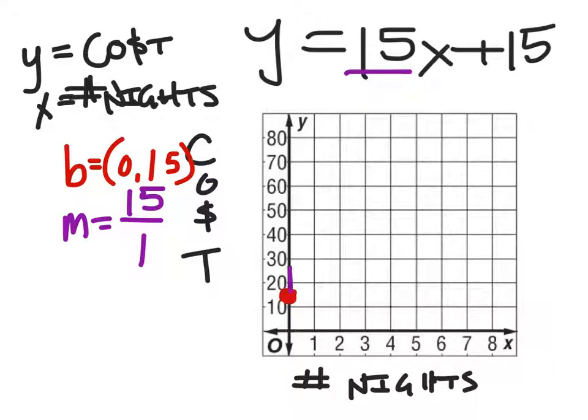So from this point, I'm going to go up 15. That takes us up to 30, and then to the right one. That's our next point. Up 15 to the right one. That's the next point, 45 rather. Then up 15 to 60 to the right one. That's the next point. Up 15 to the right one. Up 15 to the right one. Bam, there we go. Now we just need to put a line through these points.